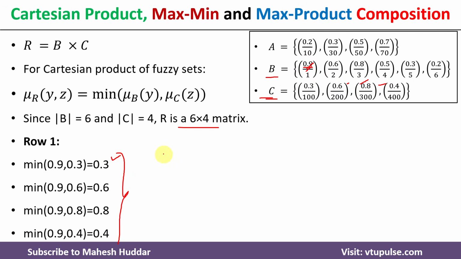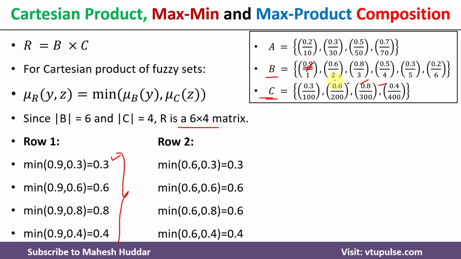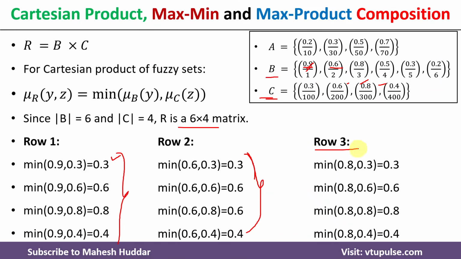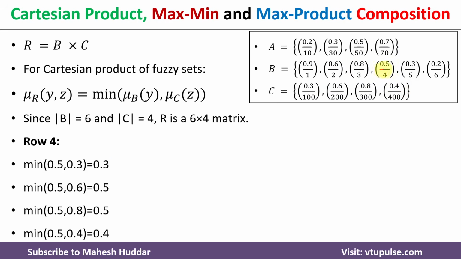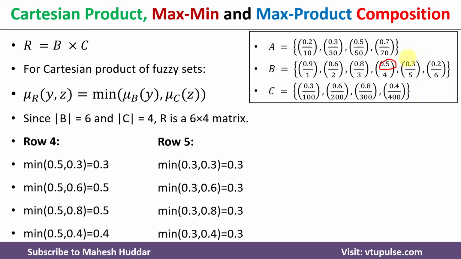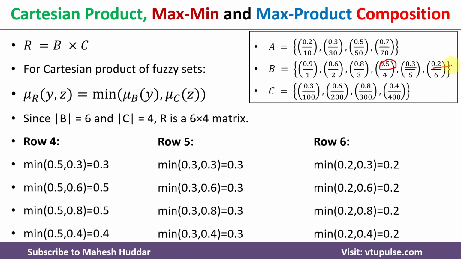Next we'll calculate the second row. For the second row we need to compare 0.6 with all the membership values. So we'll get the second row as something like this. Next we need to compute the third row. For the third row we need to compare 0.8 with all the membership values, for the fourth row we need to compare 0.5 with all the membership values, for the fifth row we need to compare 0.3 with all the membership values, and for the sixth row we need to compare 0.2 with all the membership values.